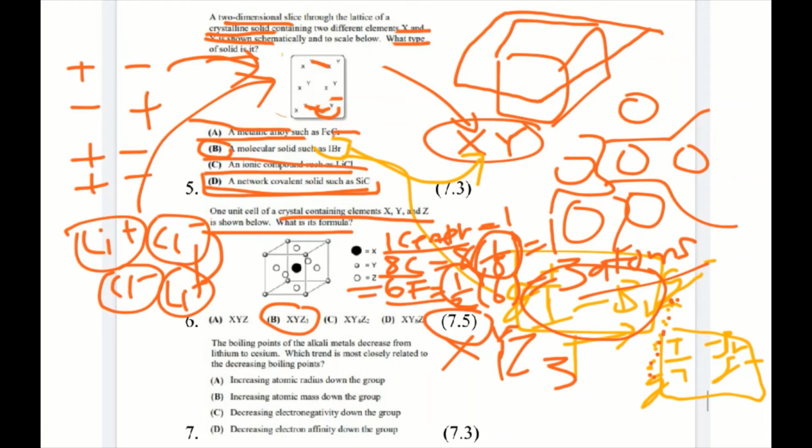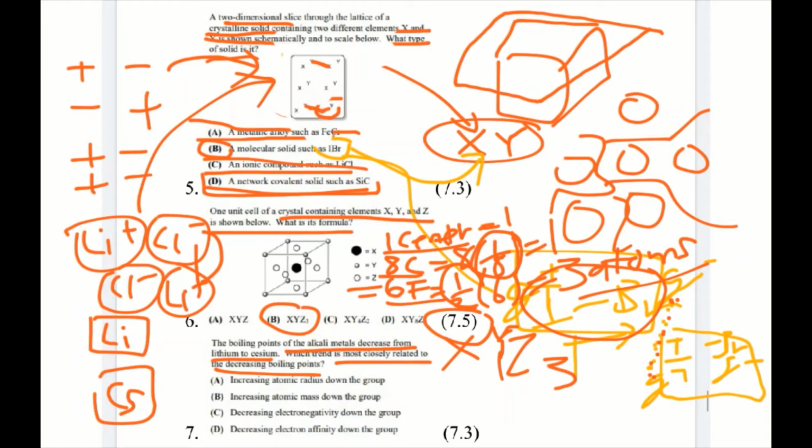The boiling points of the alkali metals decrease from lithium to cesium. What trend is most closely related to the decreasing boiling points? So let's think about why the boiling points of alkali metals decrease from lithium to cesium, which means from the top to the bottom. So why do you think this happens?